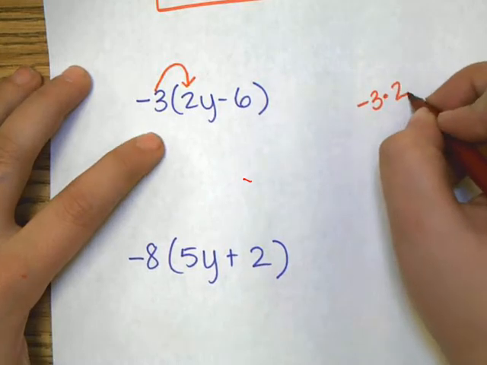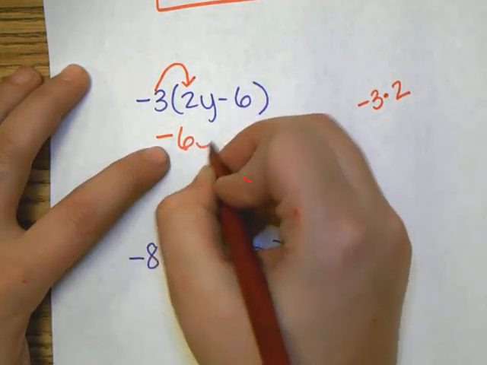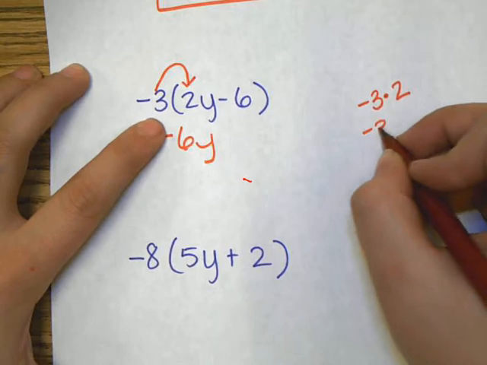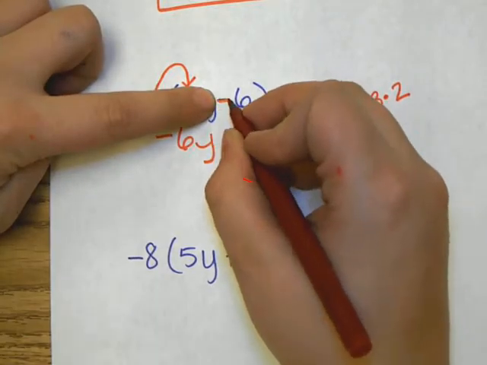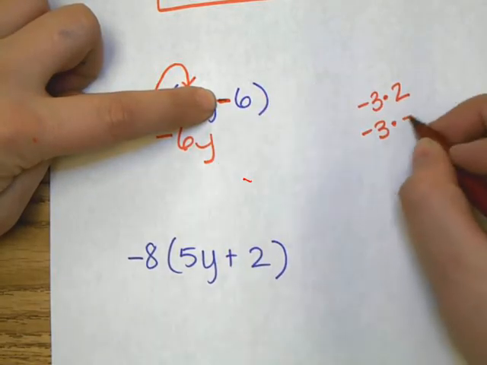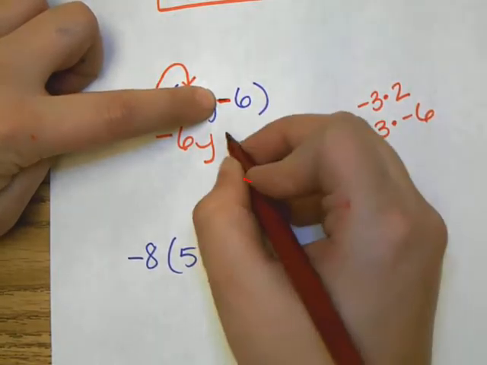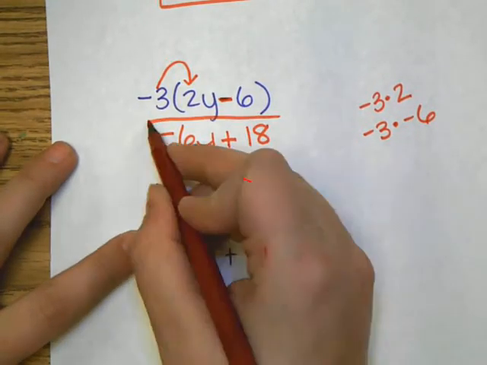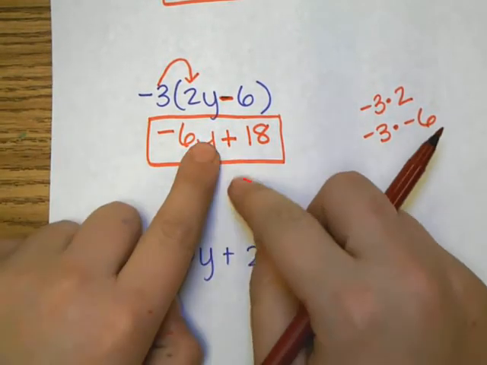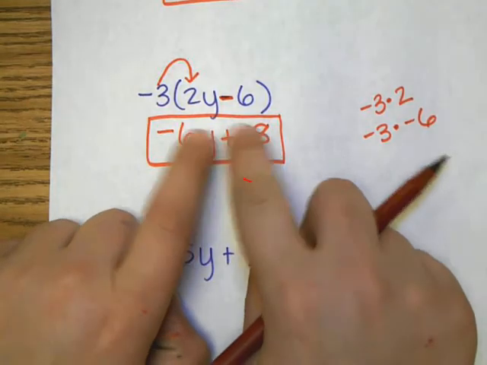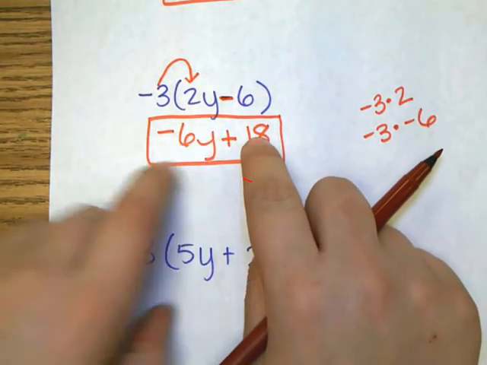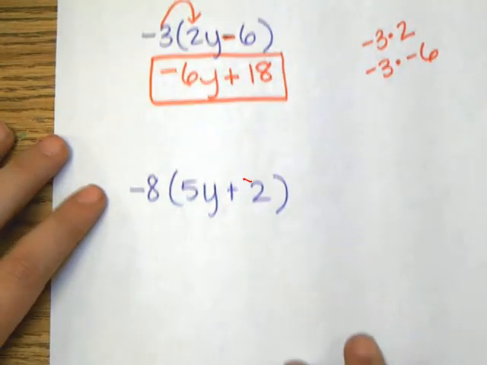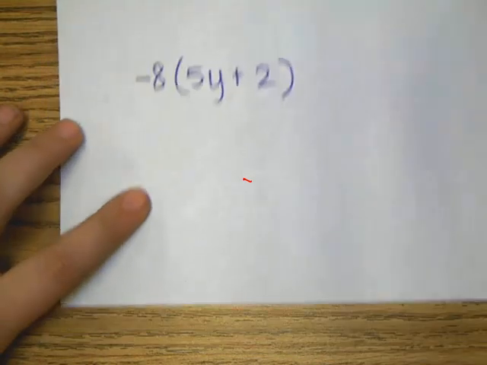Okay, so we're going to take the number on the outside and multiply it to this term. So negative 3 times 2 is negative 6y. And then negative 3 times a negative 6 is positive 18. And then we can't go any further because that has a y and that does not have a y. They are not like terms.